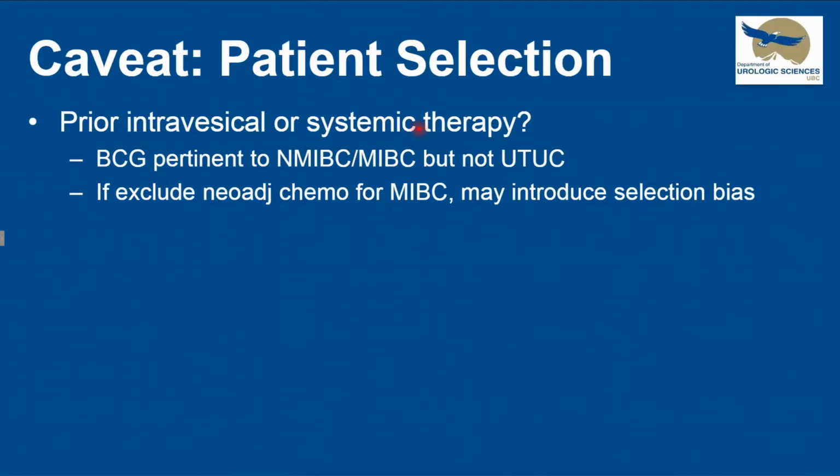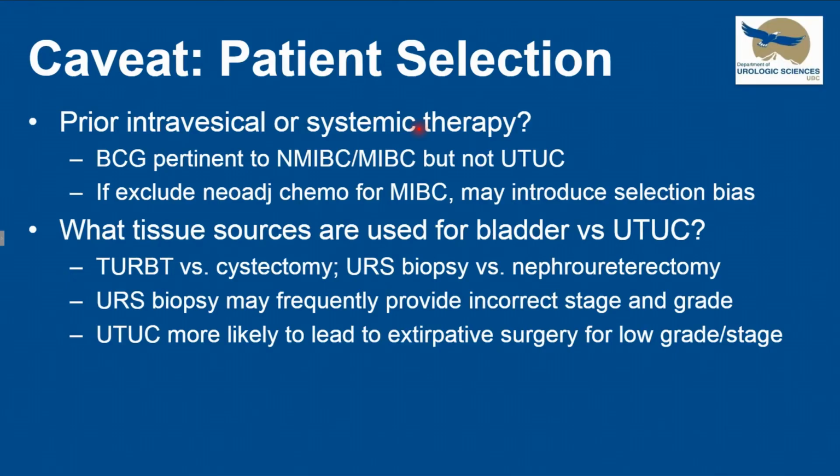So I think, first of all, we have to be careful about how we interpret the differences between upper tract and bladder. There are clearly selection biases. For example, a muscle-invasive bladder cancer may have had prior BCG, which would select for specific genomic alterations that you would not see in upper tract urothelial carcinoma. If we're excluding patients who've had neoadjuvant chemotherapy, then we may also be introducing selection bias. There are also big differences in tissue sources, whether it's bladder tumor resection or cystectomy, and whether it's ureteroscopic biopsy or nephroureterectomy. These may impact the outcomes.